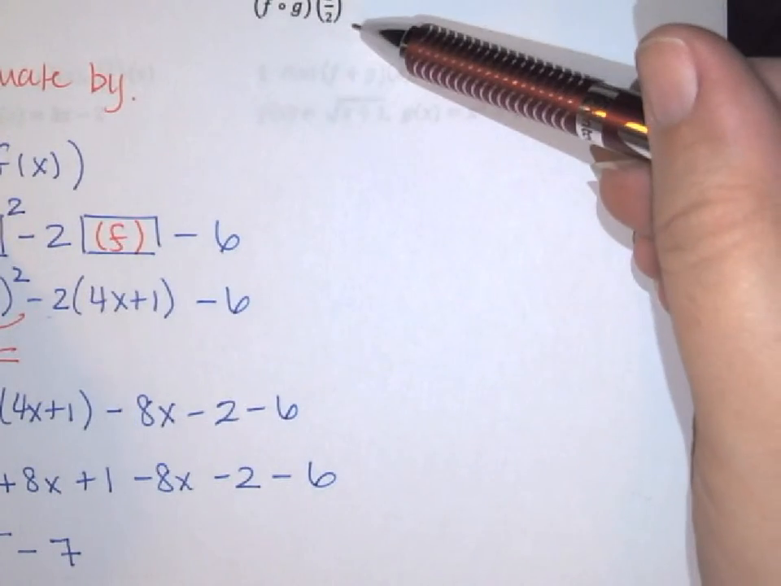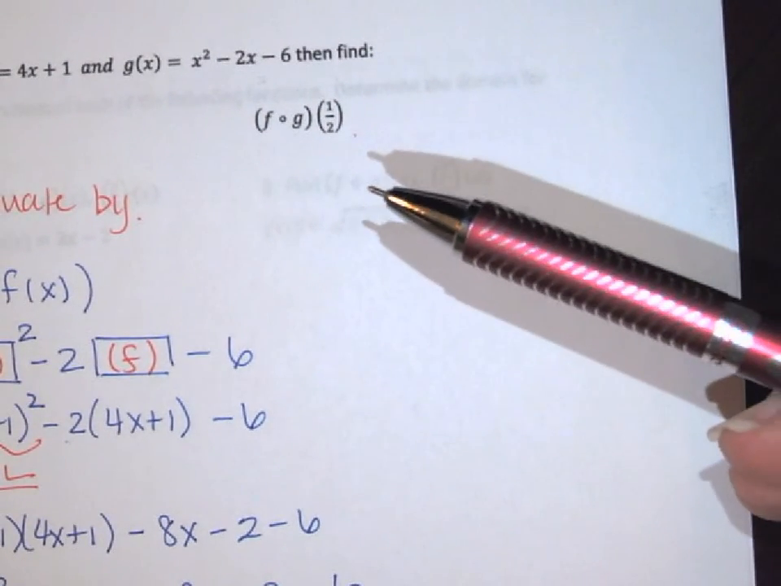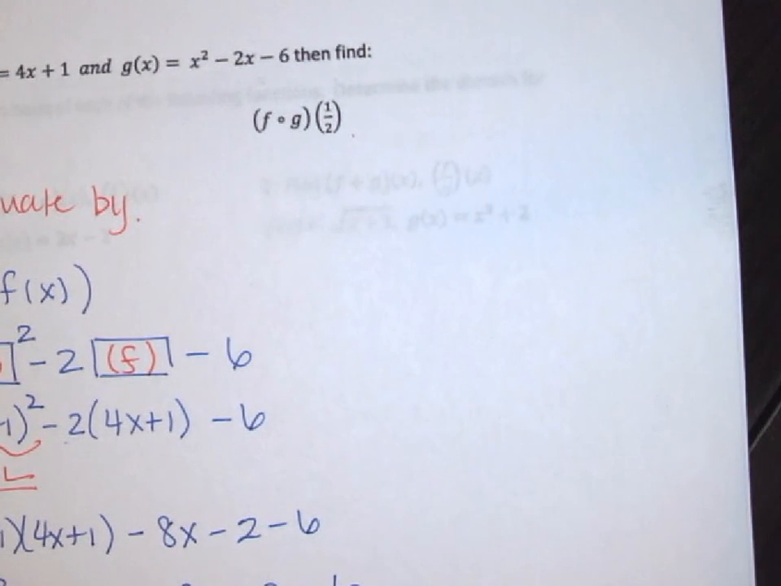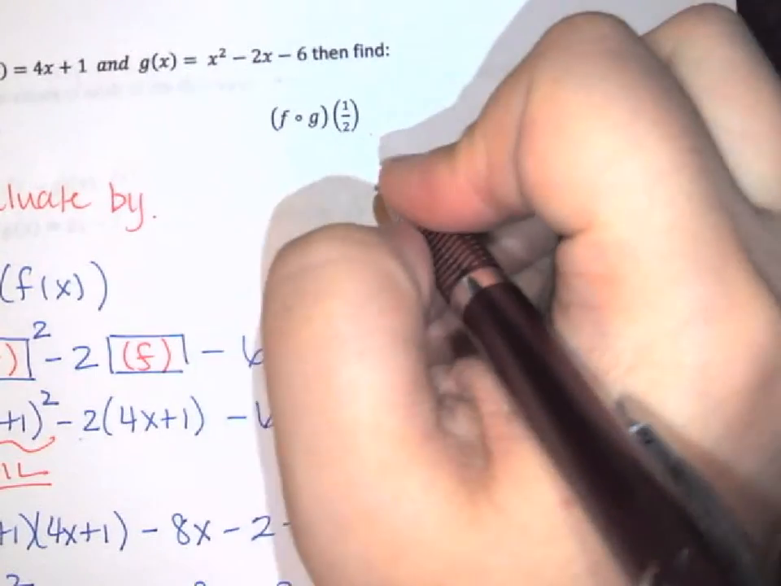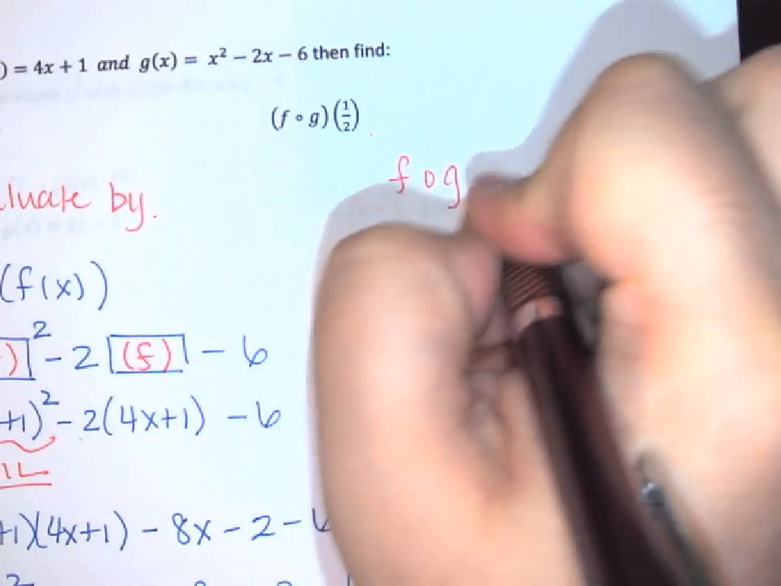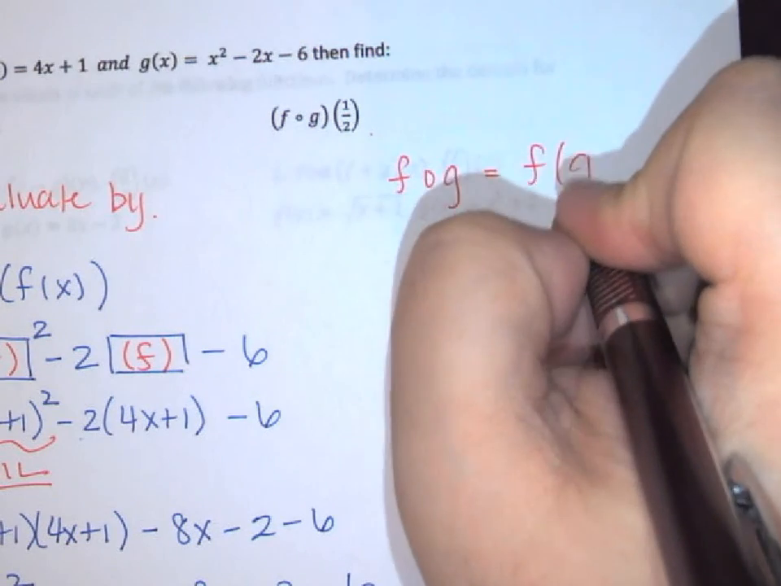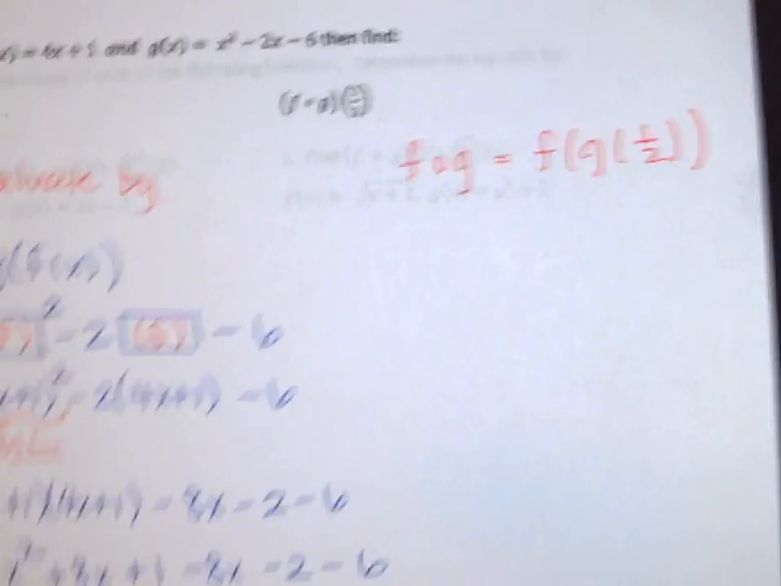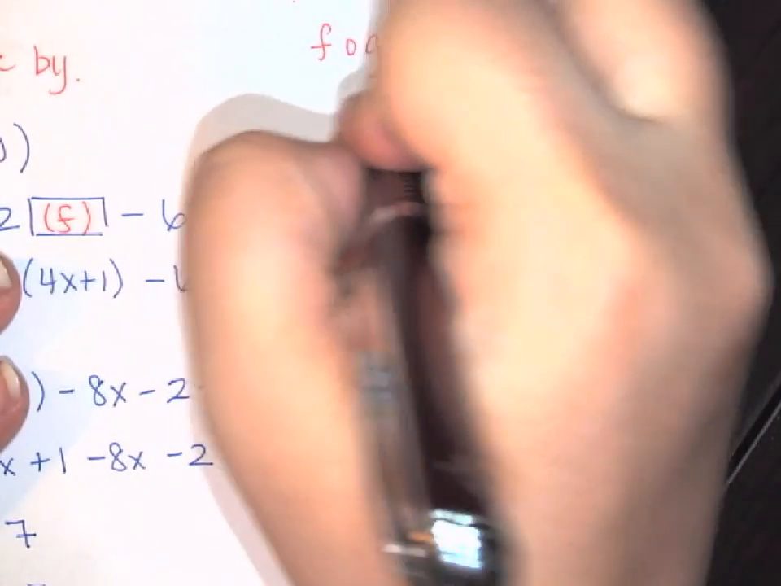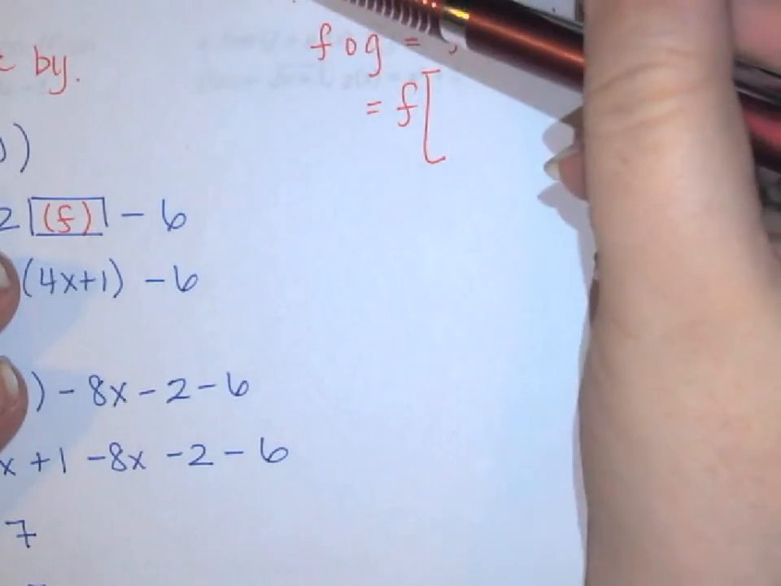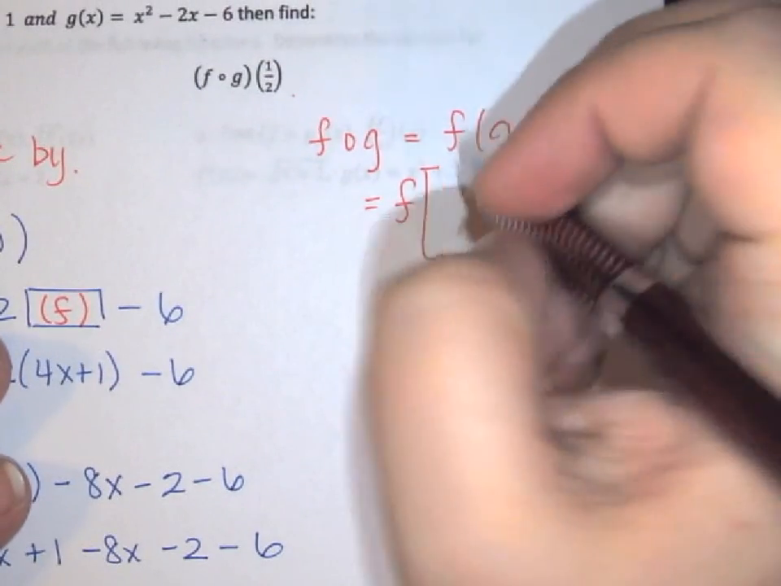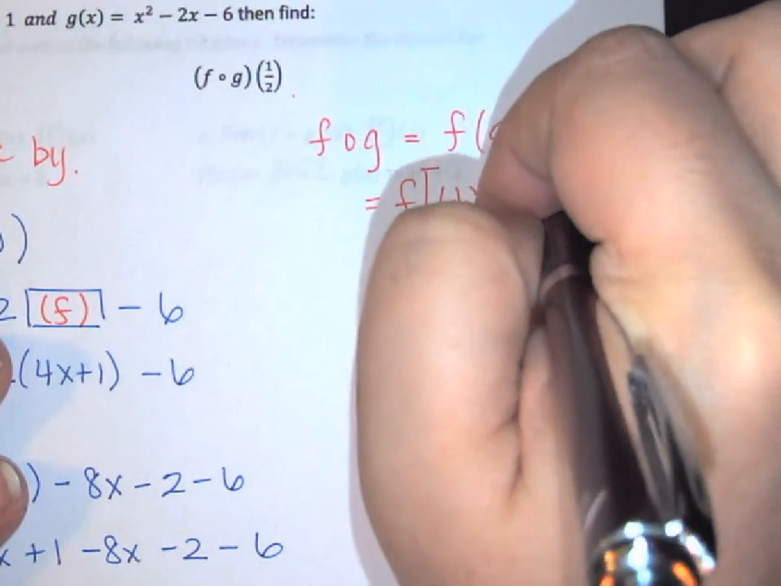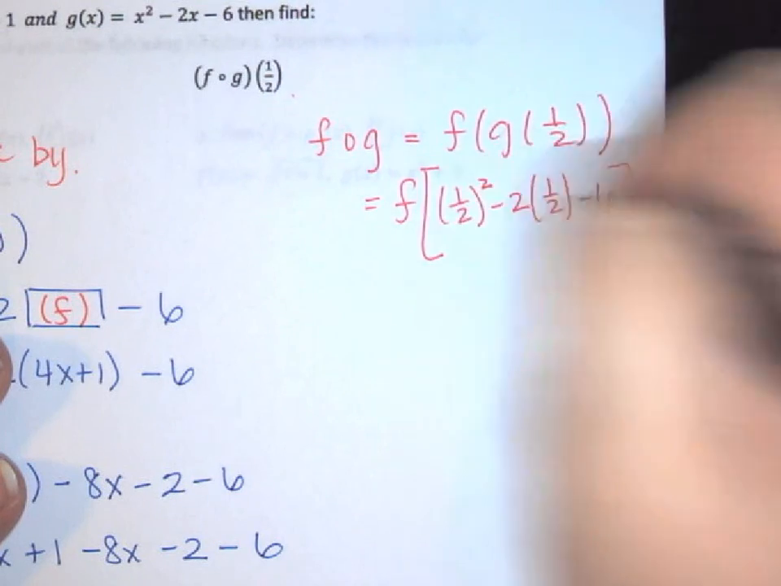Now, if you notice, we had another example that said we wanted to take these two functions, but this time we want to do f of g, and we want to evaluate it at 1/2. Okay? So, f of g is the same as f of g of 1/2. And so, if you were to use just the evaluation, that would tell us that we are going to have f of, and our g function would be input of 1/2. So this would be my 1/2 squared minus 2 times the 1/2 minus 6.